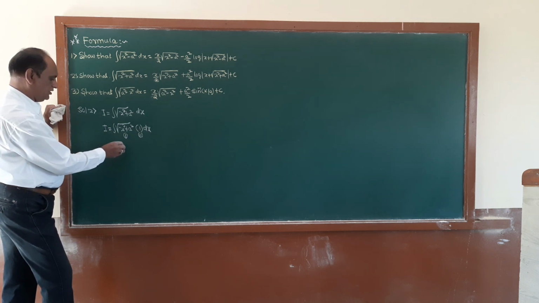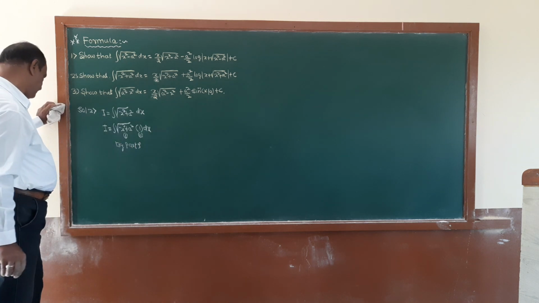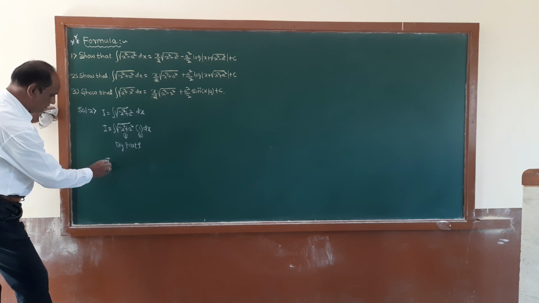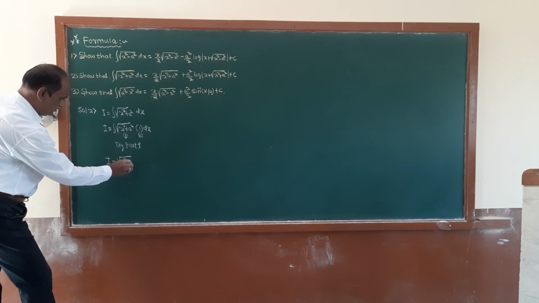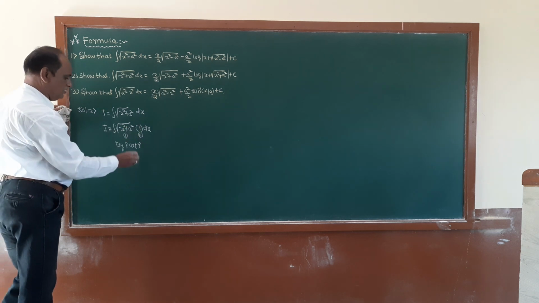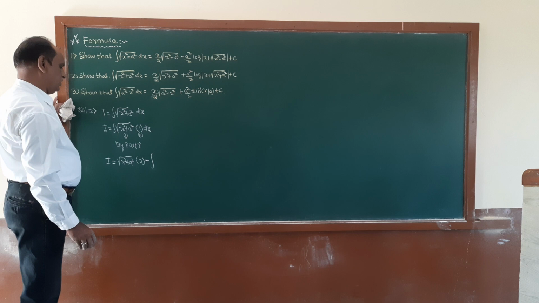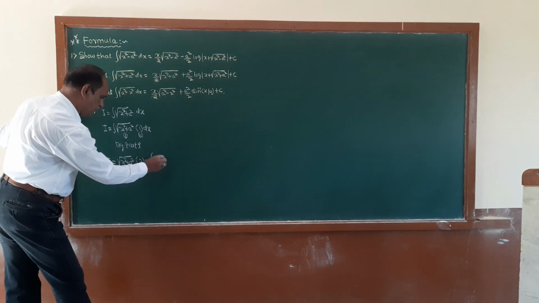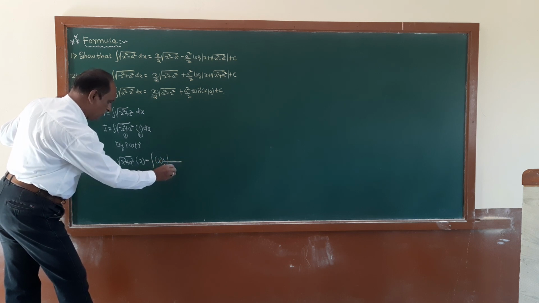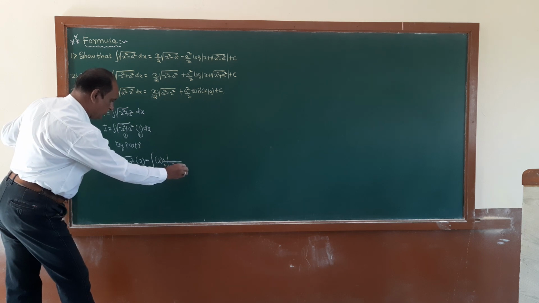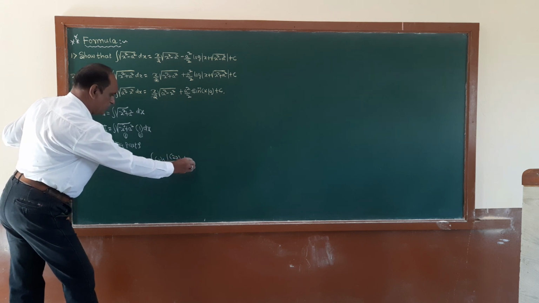By applying integration by parts, I is equal to the first function, the square root of x square plus a square, as it is, into the integral of the second, that is x, then minus under the integral sign, integral of the second, that is x, into the derivative of the first one, divided by 2 into square root of x square plus a square, into the derivative of x square, which means 2x, into dx.